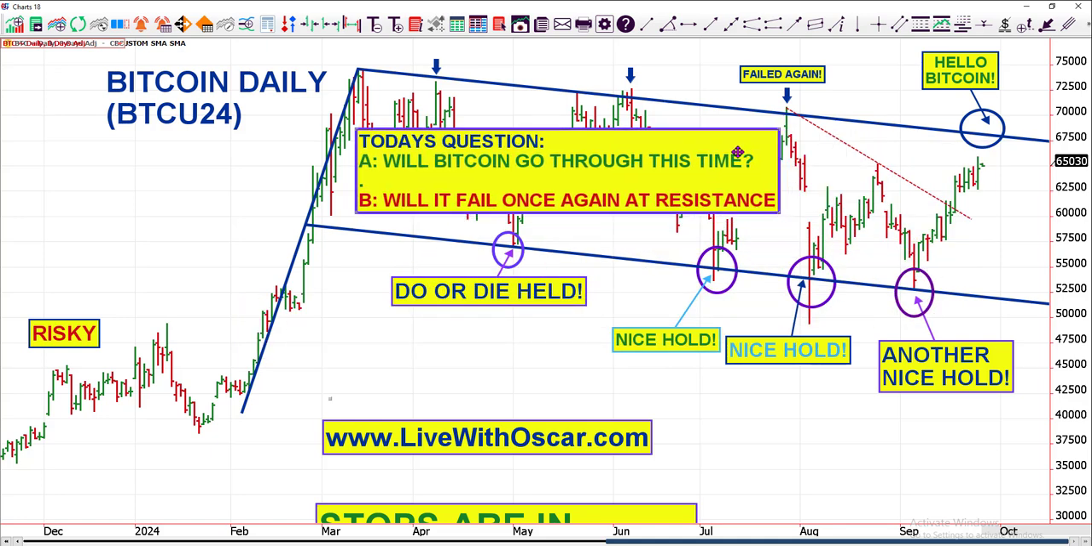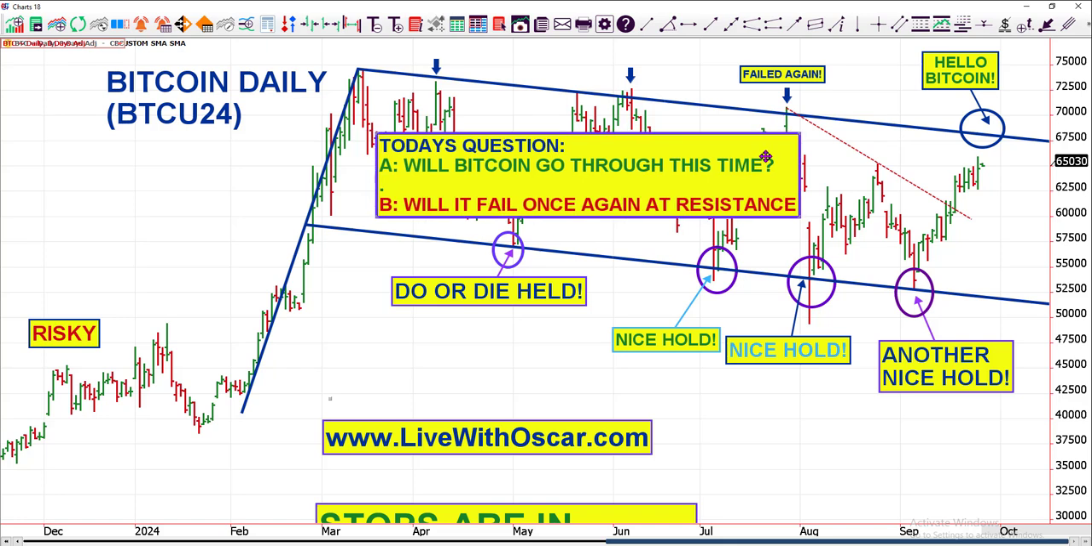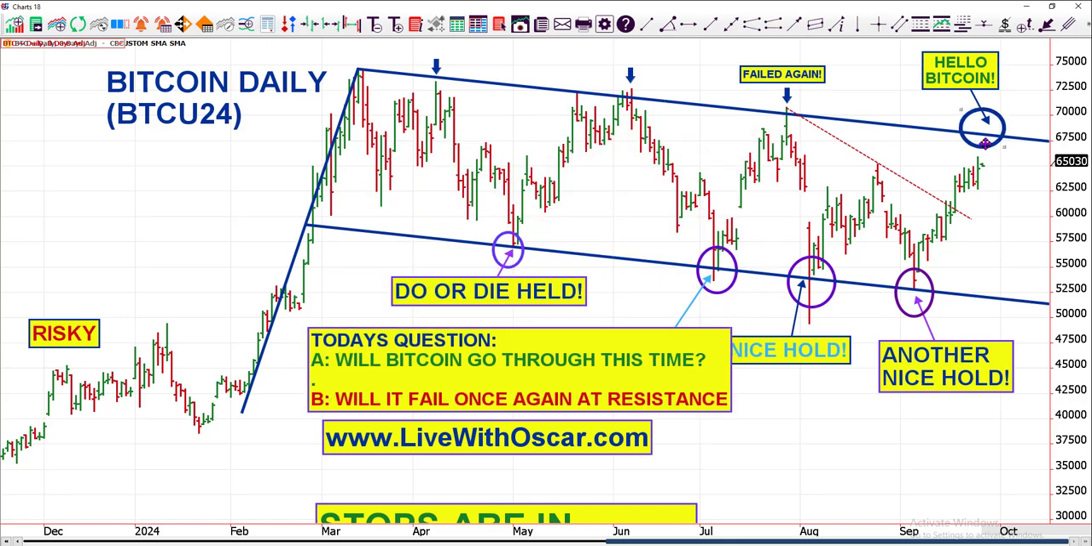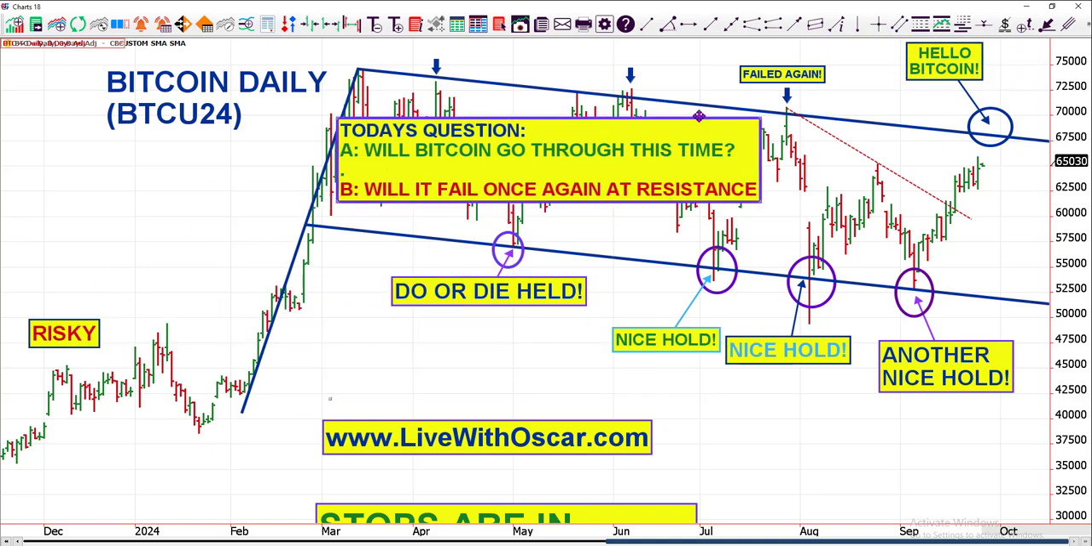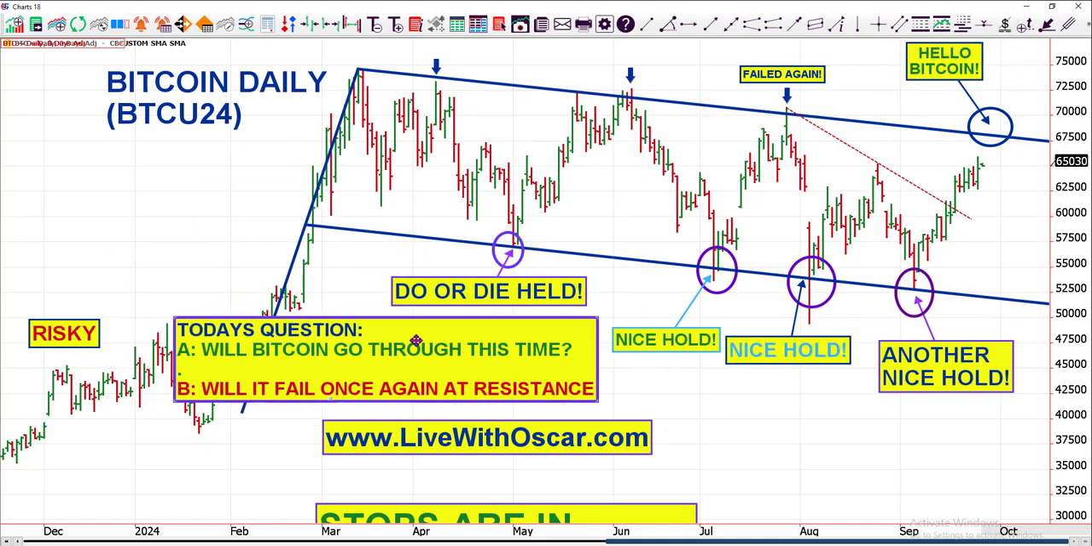Now tell me, what are you thinking when you look at this chart and you do your own homework? Will we hold here and drop again, like each time? Well, this time, will it break its way through? Hello, Bitcoin, because that's where it's going. Please answer the question now. Answer below, A or B.